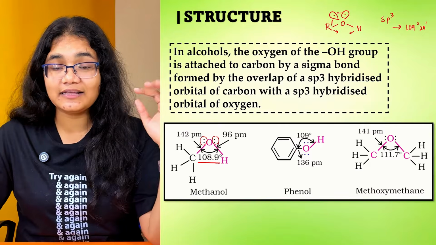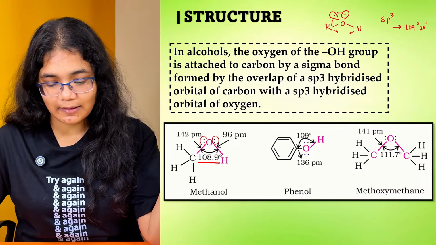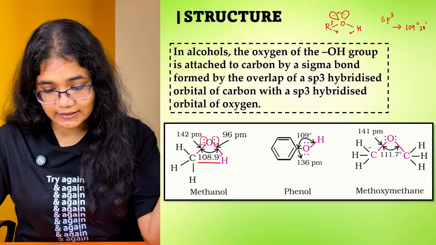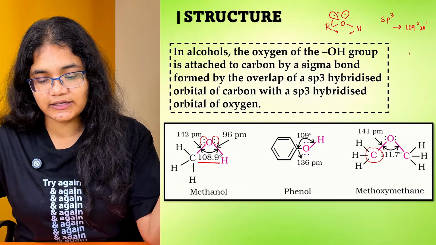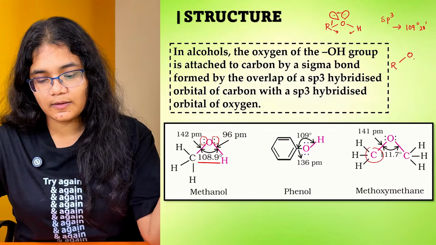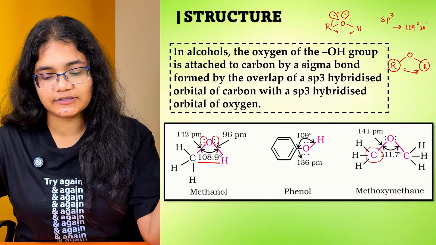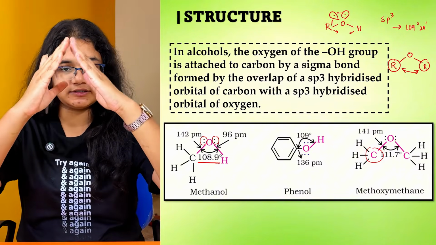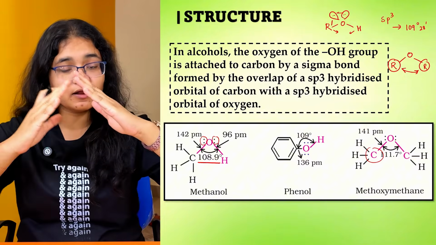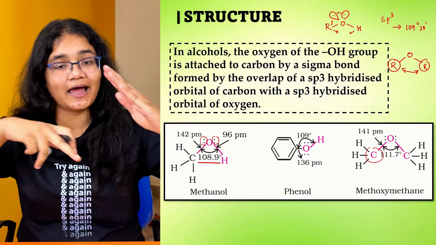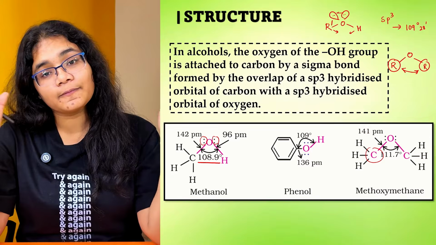The interesting part is in ethers. Now see, in ethers what happens, you can see that here I have two bulky groups, right? So ethers are written like this. Now see, these two are highly bulky groups, so they repel each other. If they repel each other, they move far away from each other, and this bond angle is more than the original value.